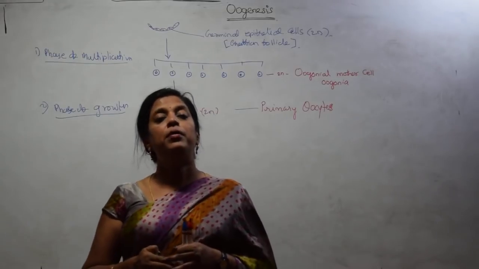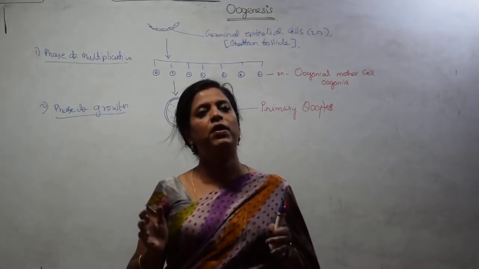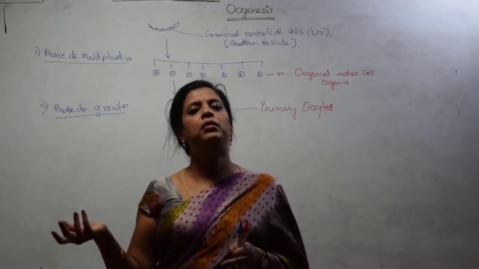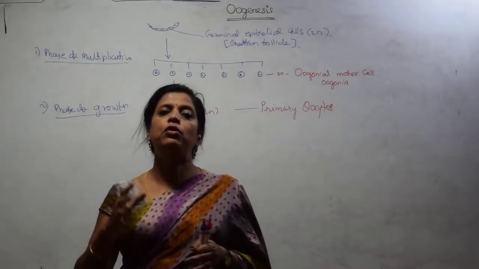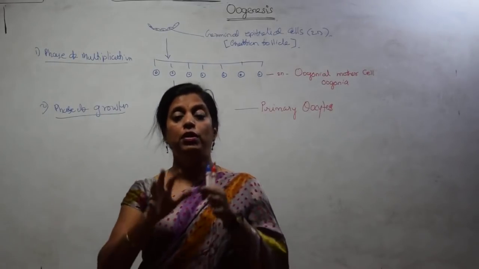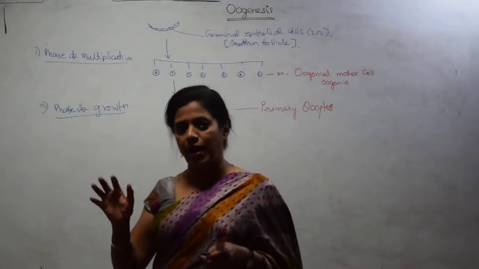Therefore, the presence of this yolk is very important for the survival of animals like frogs and birds, right? Because they will have a huge yolk. Therefore, a 200-300 fold increase will happen in the growth phase. At this phase, there will be enlargement.